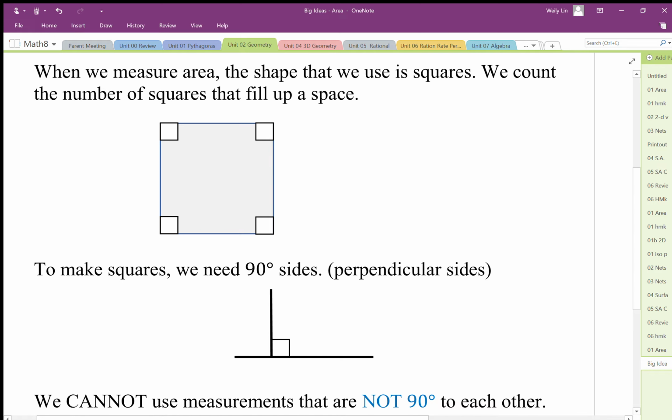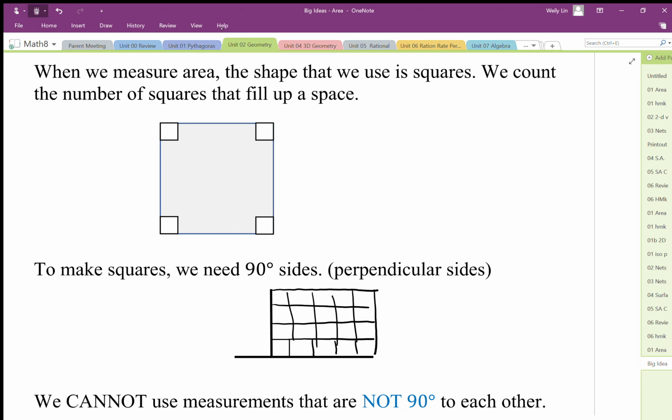So to make squares, we need two lines that are at 90 degrees to each other. Okay, so when we have two lines that are 90 degrees to each other, what we can do is length times width, and that allows us to make squares inside that shape. So when the two lines are 90 degrees, like these two lines here, we can make squares with those two lines.